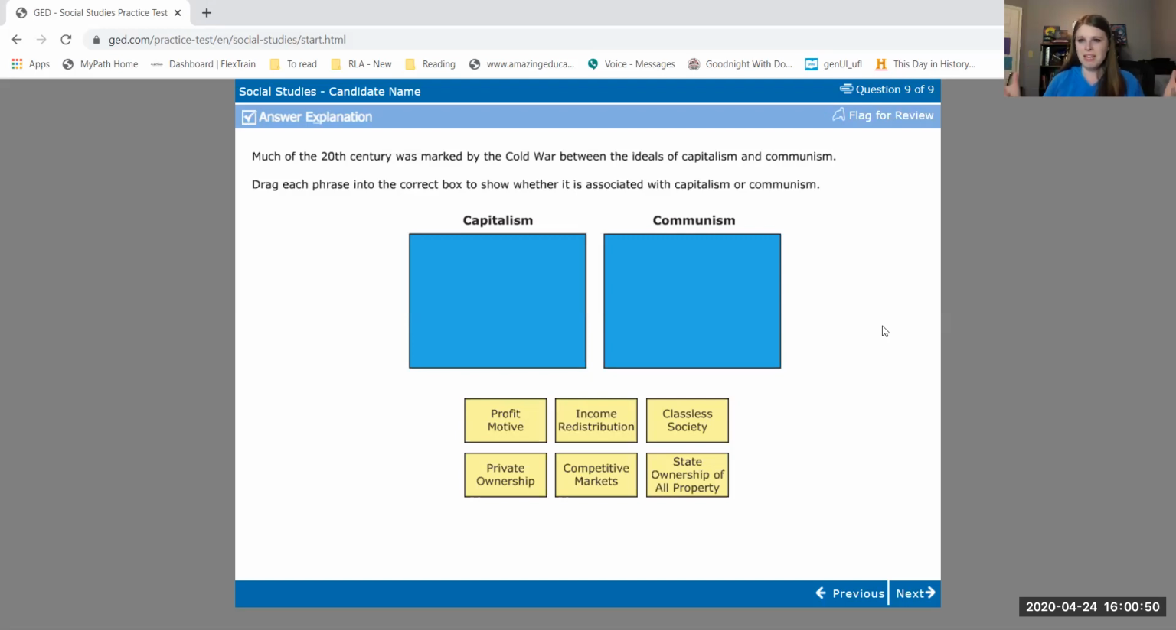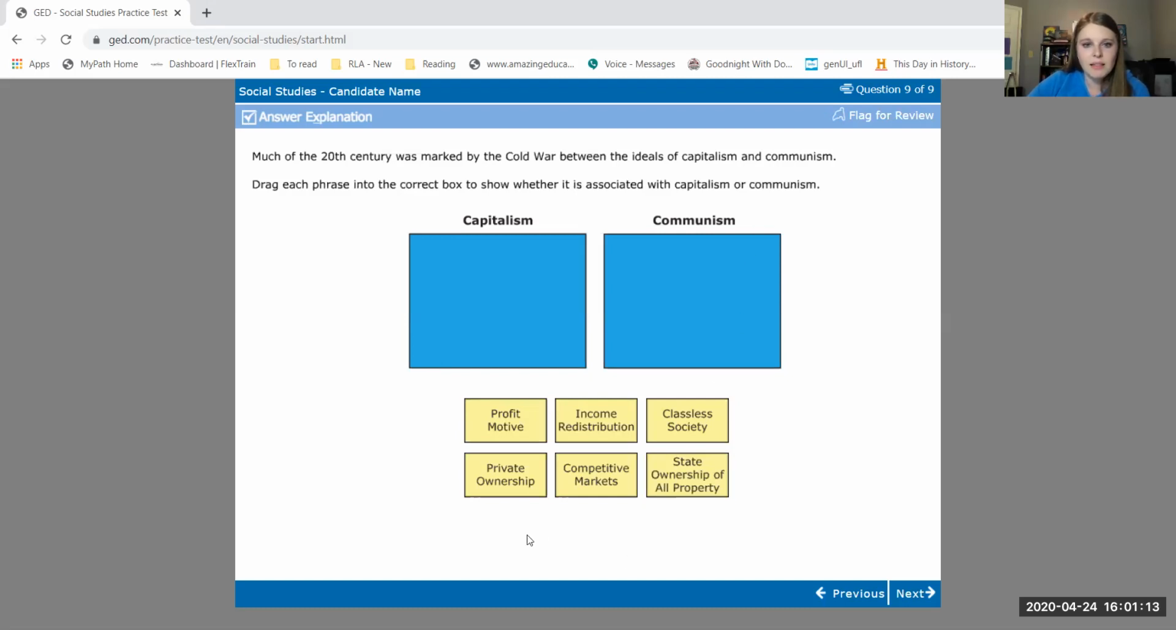Okay, so what does that mean for me? What does that mean for our country? Well, it means that the government doesn't control my money. So let's see if we can figure out a couple of these based on just that little bit of knowledge that you and I have in regards to capitalism and not capitalism, which is going to be our communism.